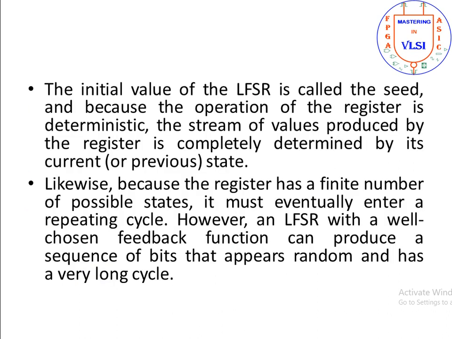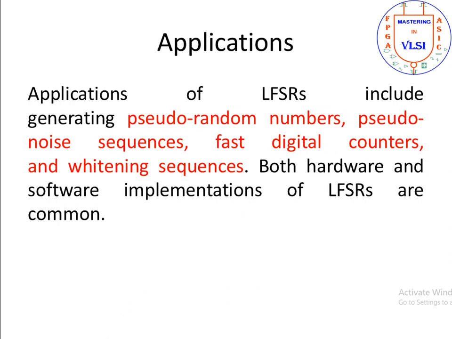The initial value of the LFSR is called the seed, and because the operation of the register is deterministic, the stream of values produced by the register is completely determined by its current state. Likewise, because the register has a finite number of possible states, it must eventually enter a repeating cycle. However, an LFSR with a well-chosen feedback function can produce a sequence of bits that appears random and has a very long cycle. If you want a longer cycle, the number of bits has to be increased. Applications of LFSRs include generating pseudo-random numbers, pseudo-noise sequences, fast digital counters and whitening sequences. Both hardware and software implementations of LFSRs are common.